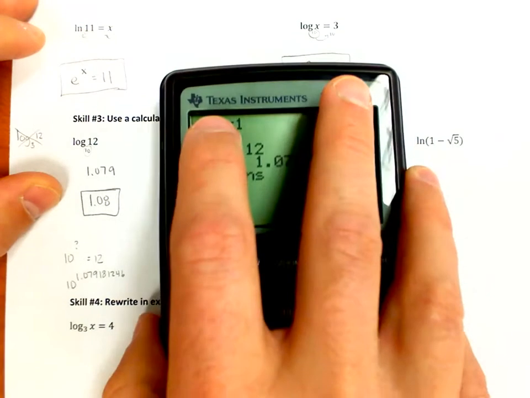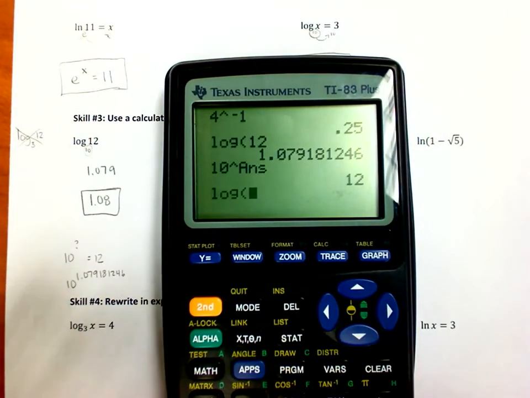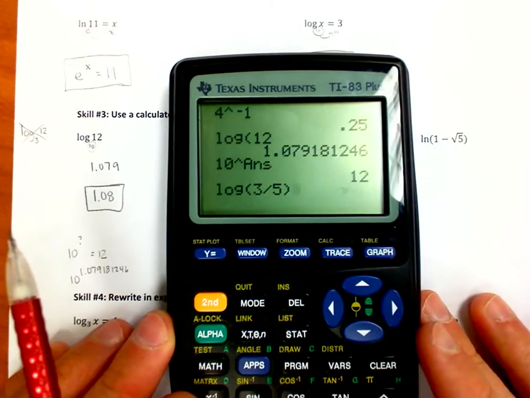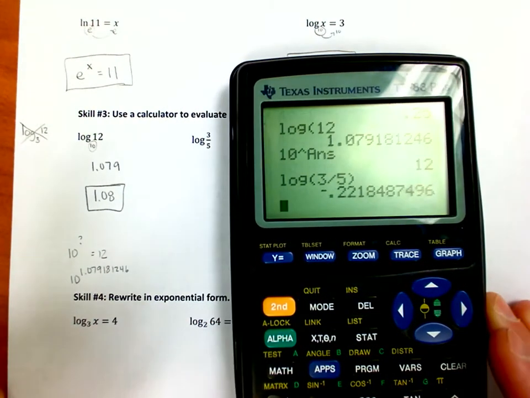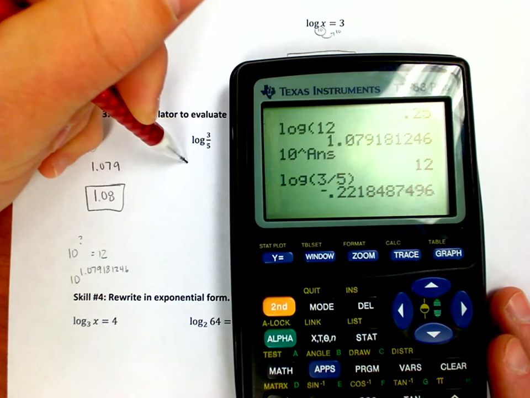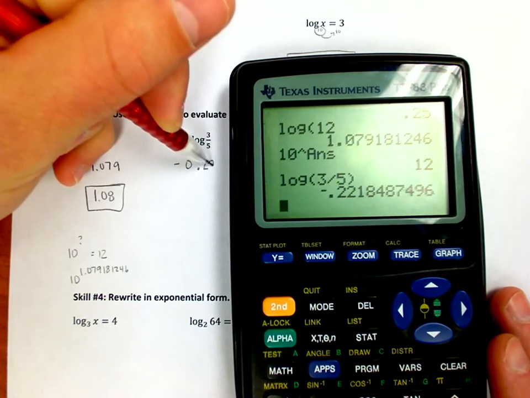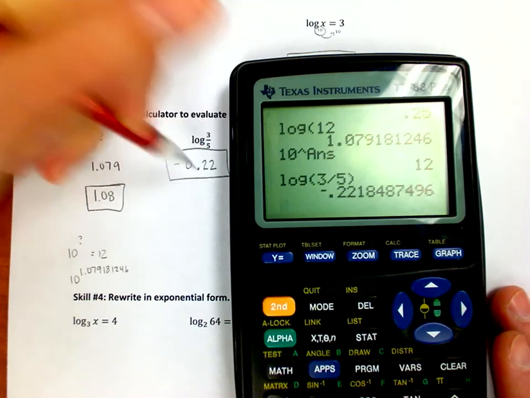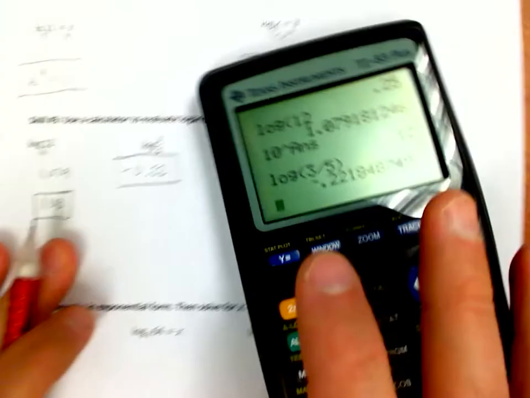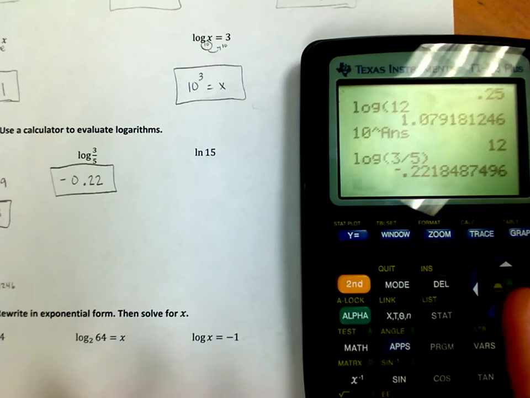What if you're given a fraction? We just have to be careful and use parentheses. It starts the parentheses for you. 3/5. That would be the log of 3 divided by 5. I hit enter, and it's negative 0.221. So we're going to leave it as negative 0.22. Pretty simple, right? We can do the same thing with the natural log button.